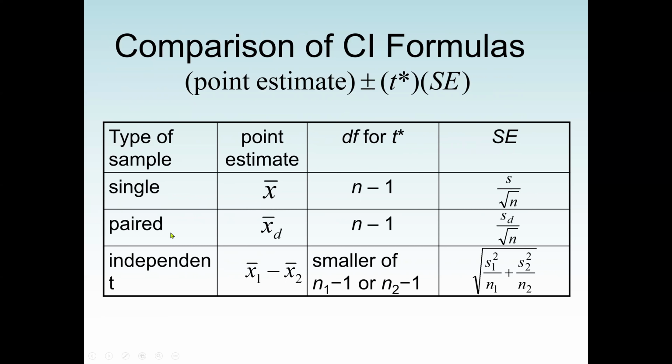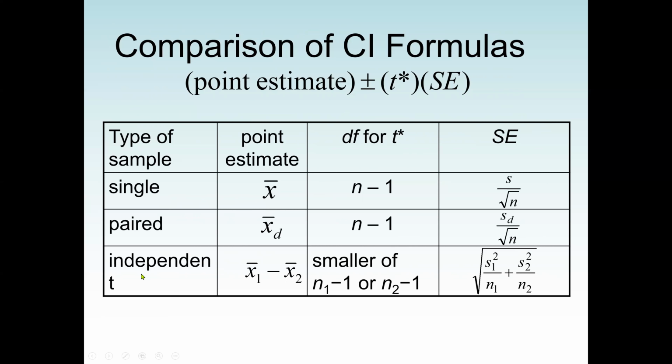Then when we have the paired case, a pair means we have at least two samples. We find the first sample mean, the second sample mean, then you find the difference. So this will be the x bar D, the difference of the two sample means. Degree of freedom is the same as single, n minus 1. And then the standard error will be s D divided by the square root of the sample size.